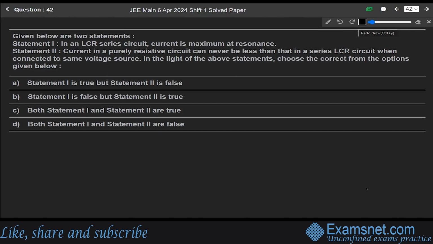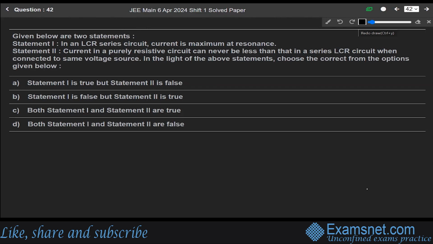Now, next question 42. Given below are two statements. Statement 1: in an LCR series circuit, current is maximum at resonance. Statement 2: current in a purely resistive circuit can never be less than that in a series LCR circuit when connected to the same voltage source. In the light of these statements, choose the correct option from the options given below.